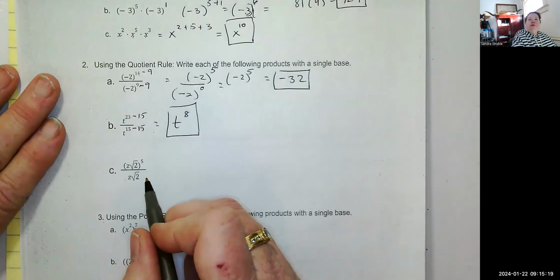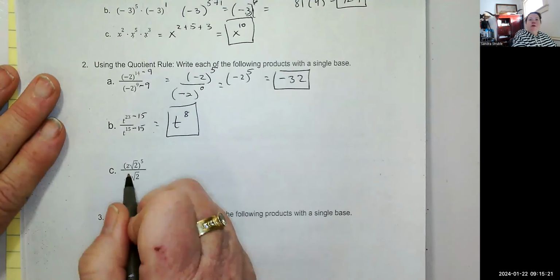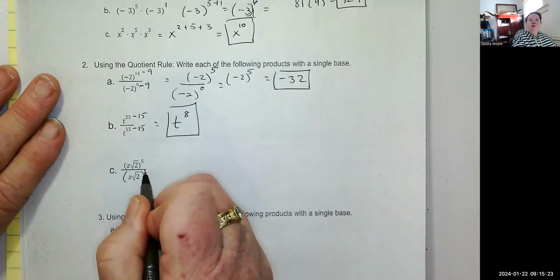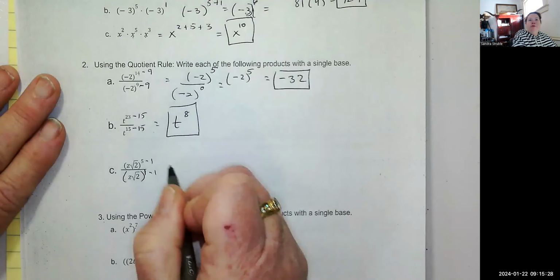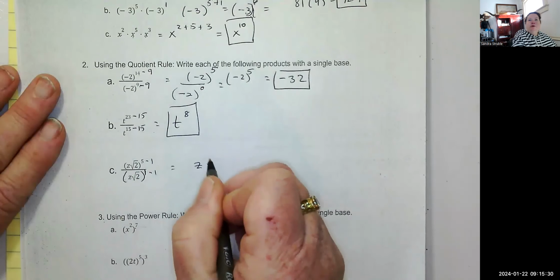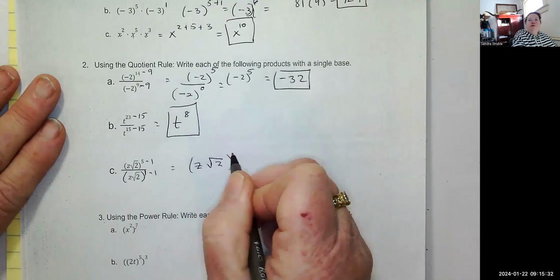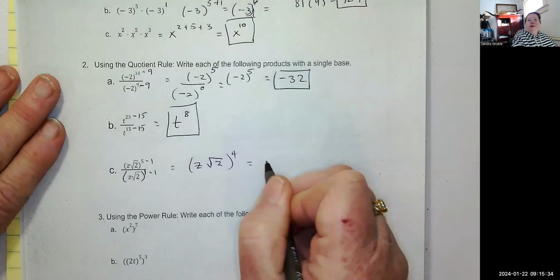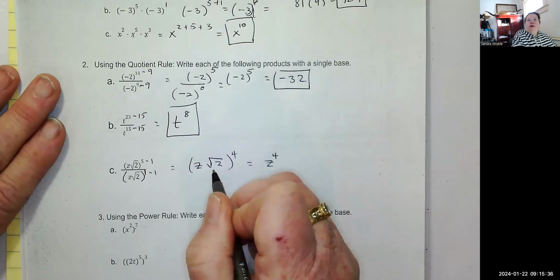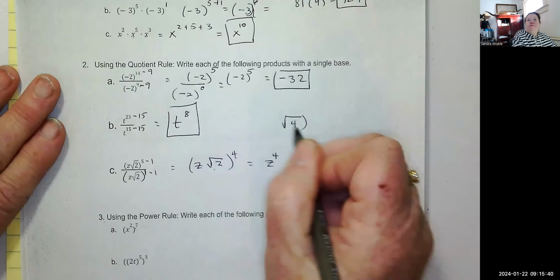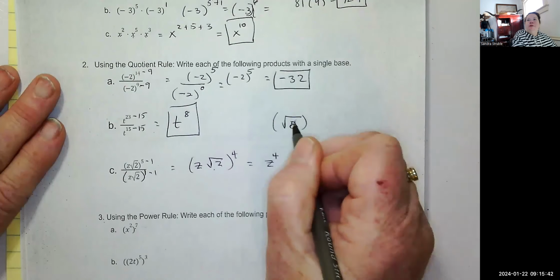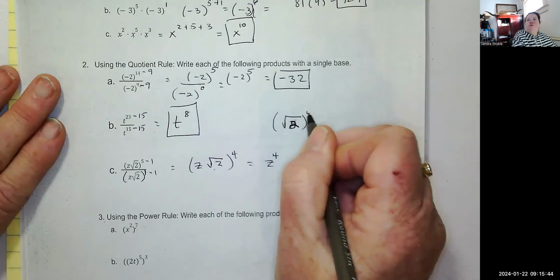Z square root of 2 to the 5th over z square root of 2. So keep in mind, this is a 1. All right. So I'm going to subtract 1 from both. And I get z square root of 2 to the 4th. That gives us z to the 4th. And then square root of 2 to the 4th would be square root of 2. That's a 2 to the 4th.